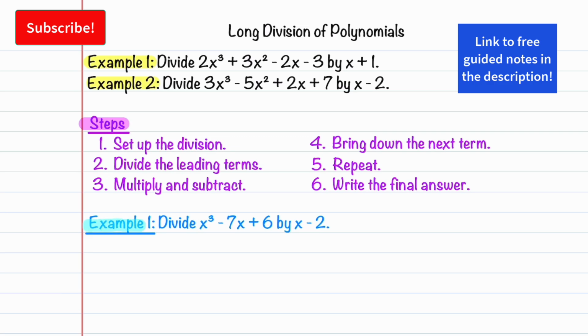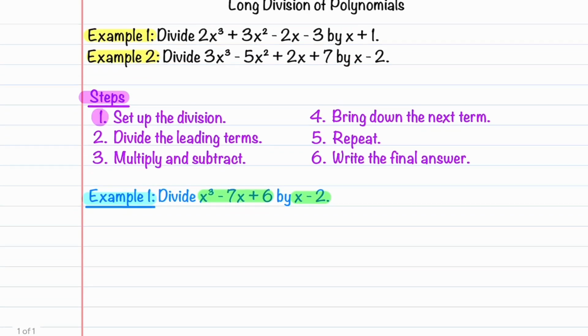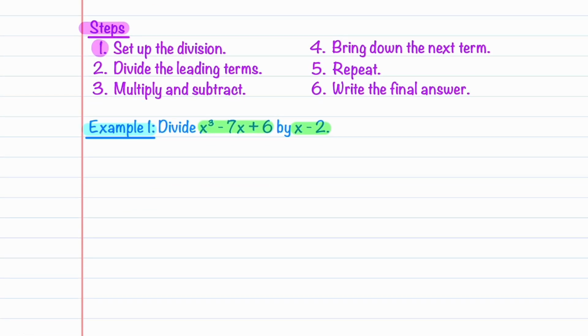Let's start with our first example. We're going to divide x cubed minus 7x plus 6 by x minus 2. The first thing that we're going to do is set up our division problem. The way that we're going to do that is we're going to write down first what we're dividing by, and that's x minus 2, and then we're dividing x minus 2 into our polynomial x cubed minus 7x plus 6.